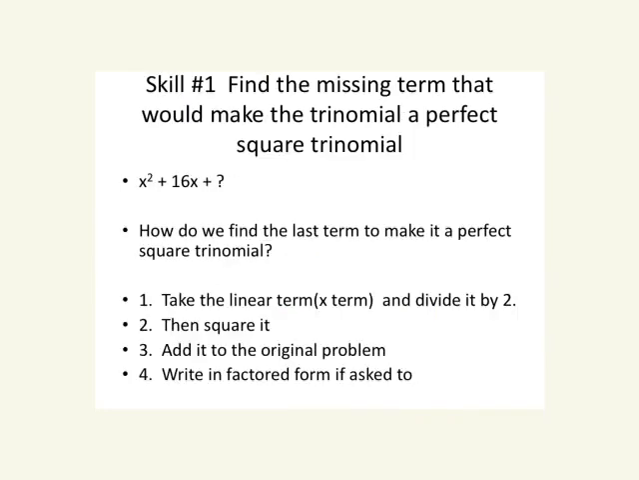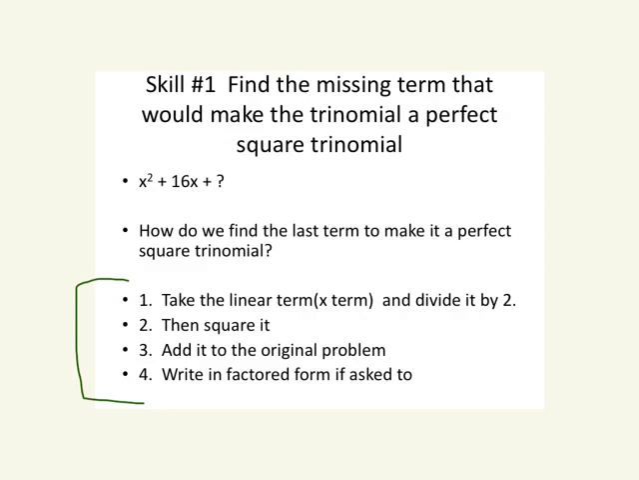The first skill we have for you here in Chapter 10, Section 3, is to find the missing term that would make the trinomial below a perfect square trinomial. So in other words, we're going to take a binomial and we're going to turn it into a perfect square trinomial. To do that, we need to use the process of completing the square. That's what I've highlighted down below.